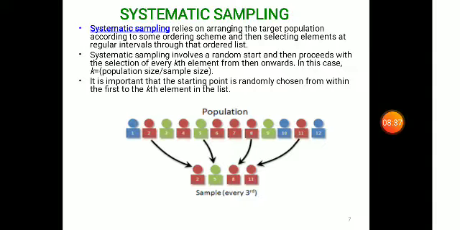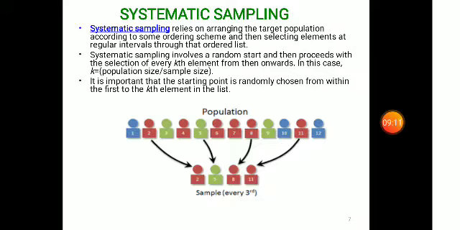Once K is known, how will we select the first unit into the sample? The first unit will be selected by choosing a number between 1 and K. K is the population size divided by sample size. So, for example, if the population size is 100 and the sample size is, say, 10, what is the sampling interval there? 100 divided by 10, that means 10. K is equal to 10 there.